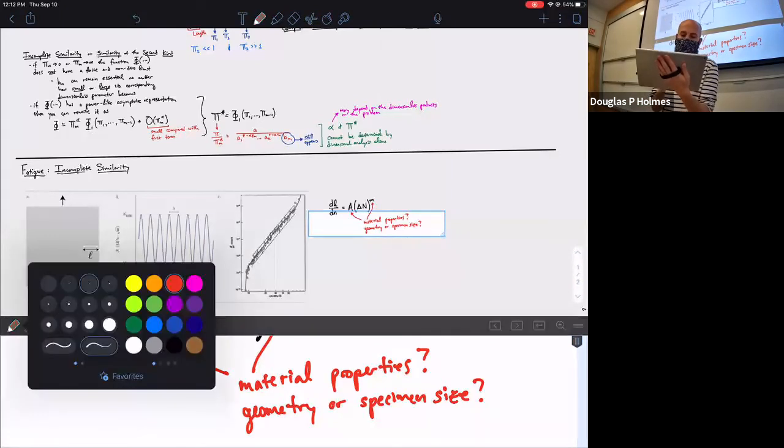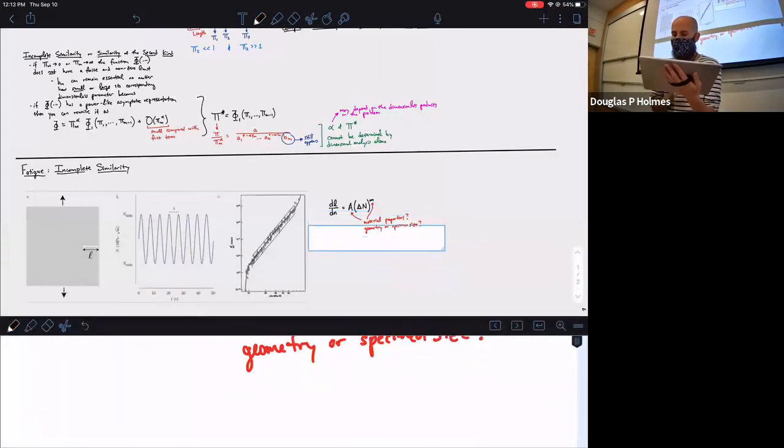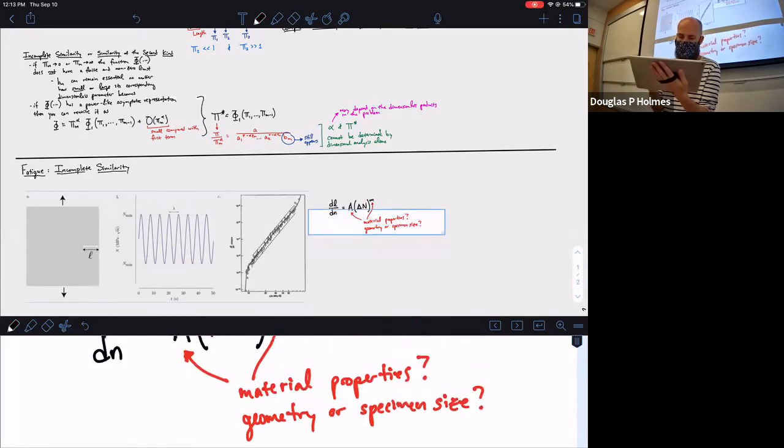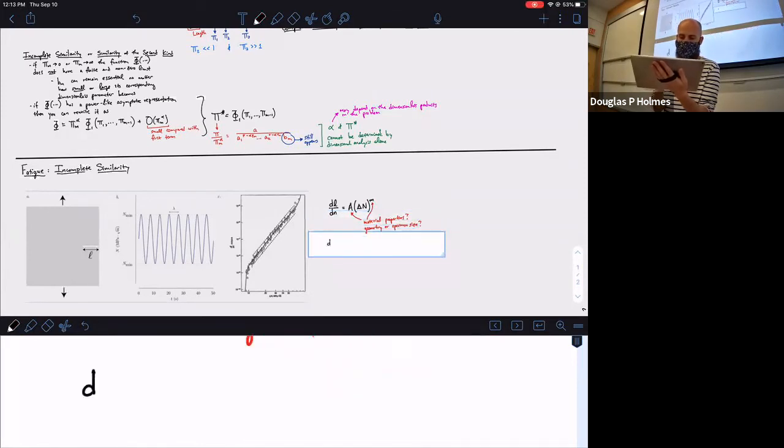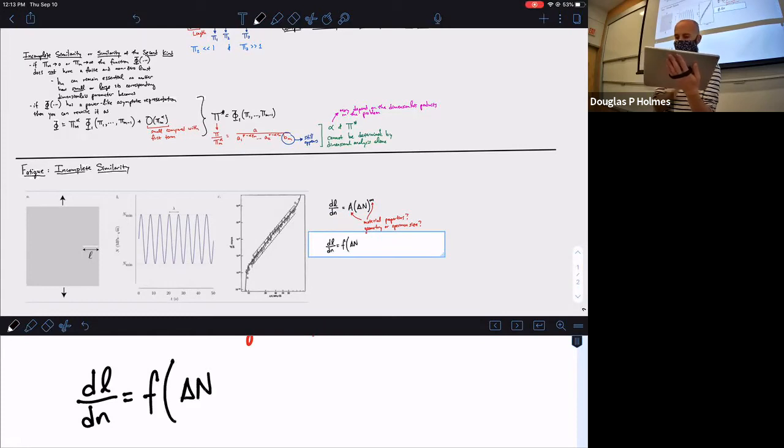The number of parameters in this problem is rather large. So again, this is what we're looking for, dL/dN. So we might write that dL/dN depends on some function, clearly of delta N. It can depend on what's called the loading asymmetry. I do something that is symmetric here.